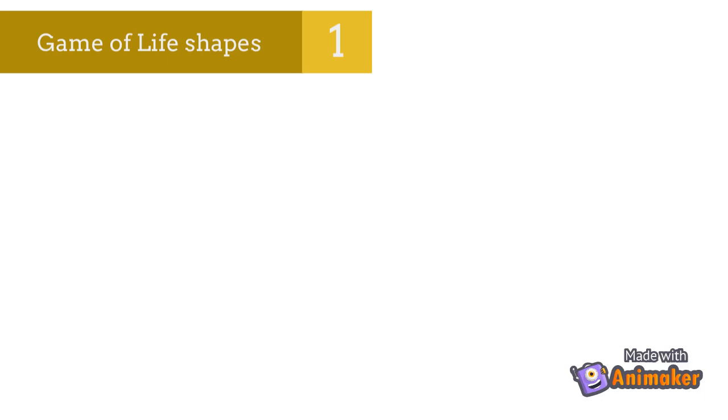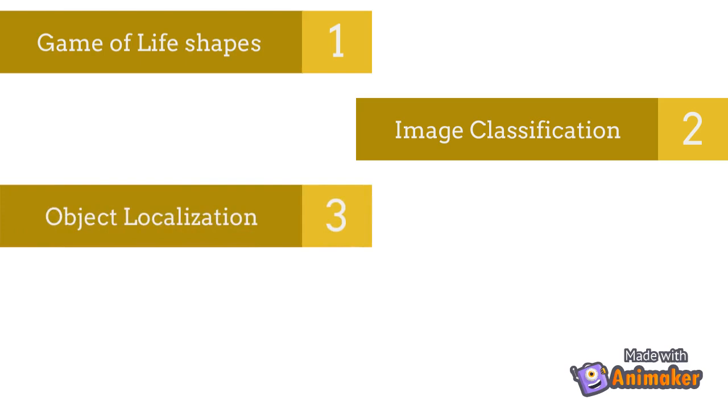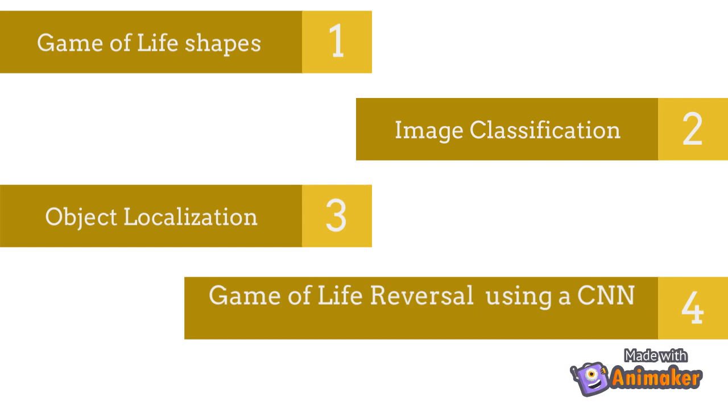First, I will discuss what Game of Life is and the types of shapes in Game of Life. Then I will talk about Game of Life shapes image classification. Then Game of Life shapes object localization. At the end, I will state how I did the reversal of Game of Life using a CNN.